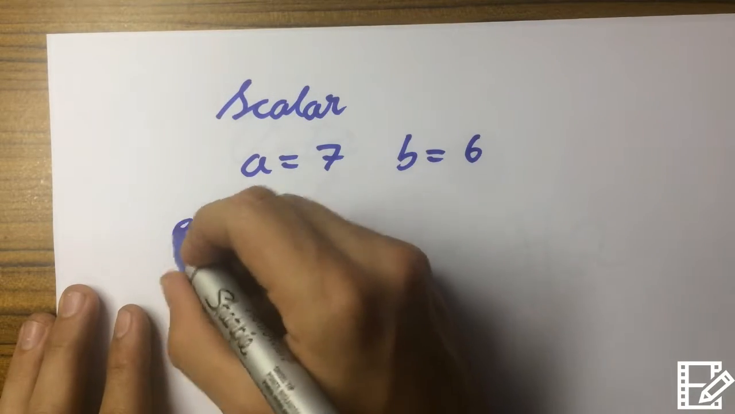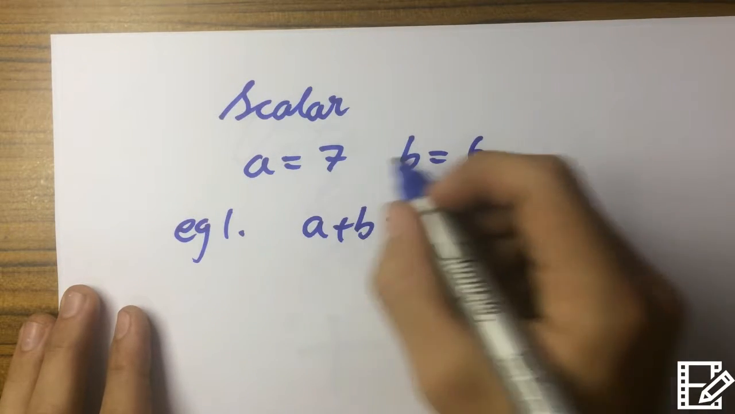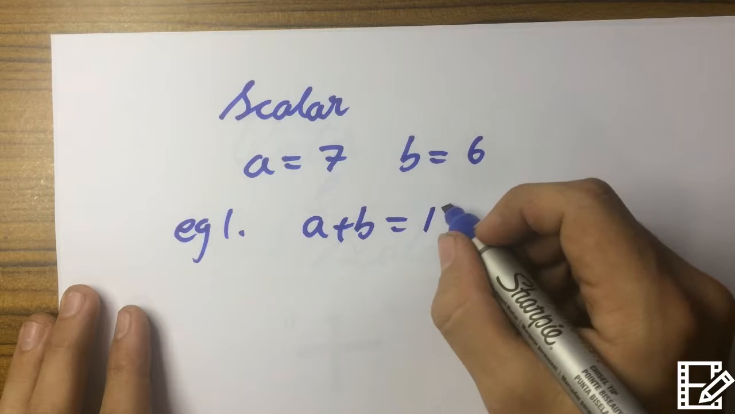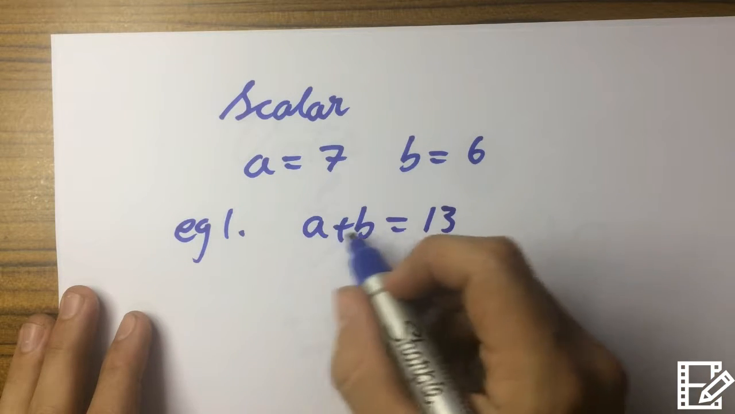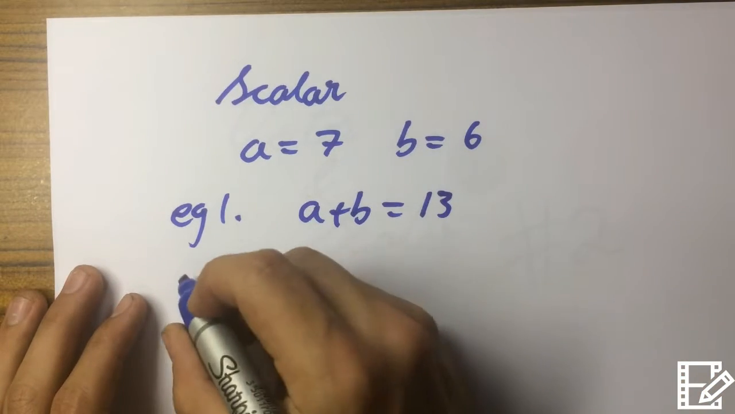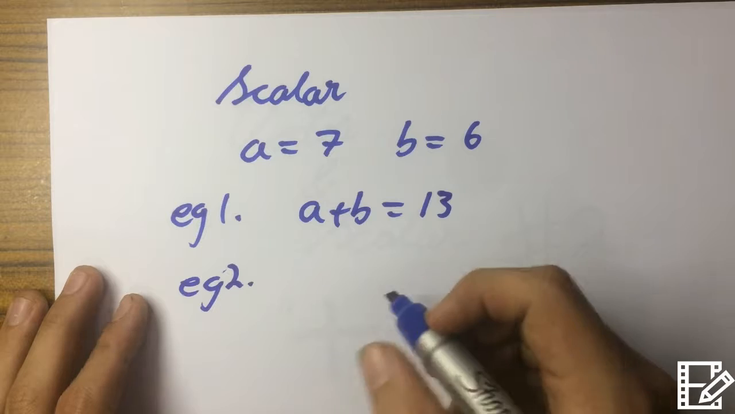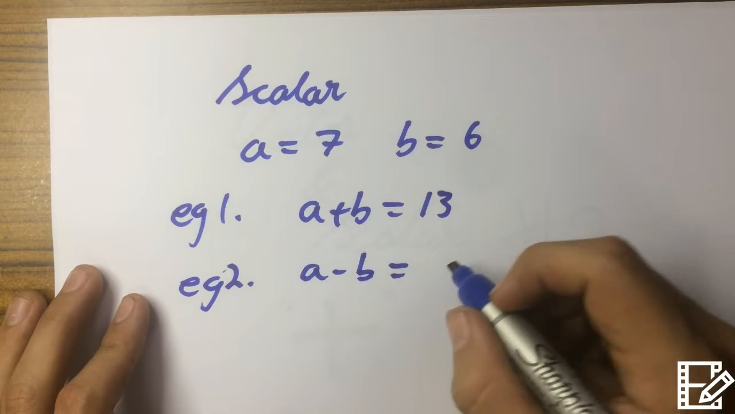If I was to say, example 1, A plus B, 7 plus 6, 13, and that's the value when you add these two scalar quantities together. It's just like addition, and it's just like with example 2. Let's say A minus B, 7 minus 6, 1.